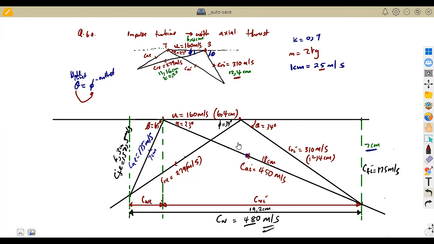Read the question properly. How are you asked the question? Give your answer in what? Is it in cubic meters per second, cubic meters per kg, or per watt? The units are very, very important in power machines N5 and also in power machines N6.